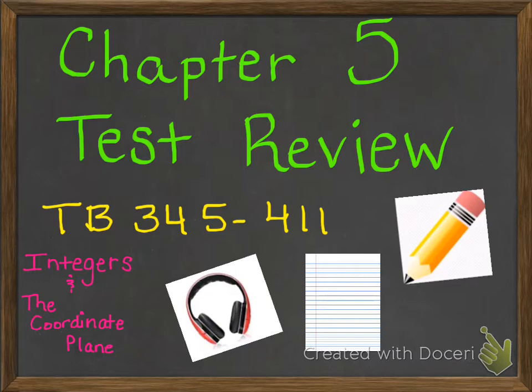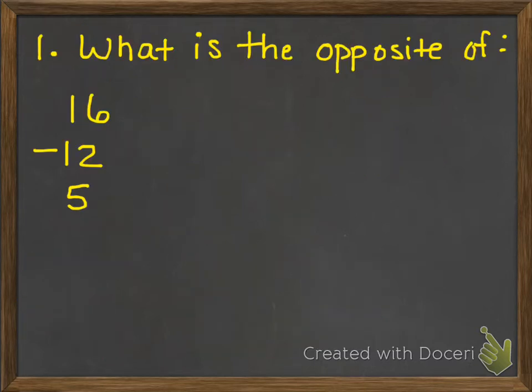The majority of this chapter was super easy. All we really need to focus on is the hard stuff, which was ordering and comparing the numbers that you're going to be converting from fraction to decimal and decimal to fraction. So let's get started.